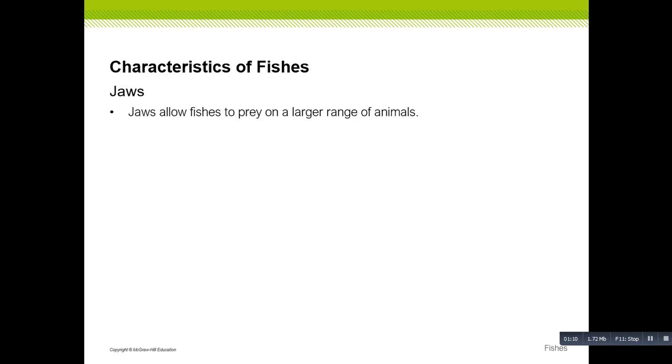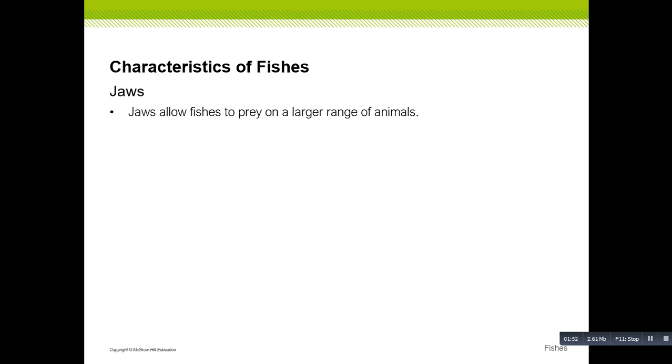Now, one of the characteristics of fishes is that they have jaws. Many of our invertebrates did not have what we would really consider to be jaws. Our starfish ejected its stomach out of its body to digest prey. Arthropods have a type of jaw, the mandible that we observed. Clams didn't really have a jaw. So jaws are going to be one of the characteristics of fishes, and this is going to allow fish to prey on a larger range of animals.